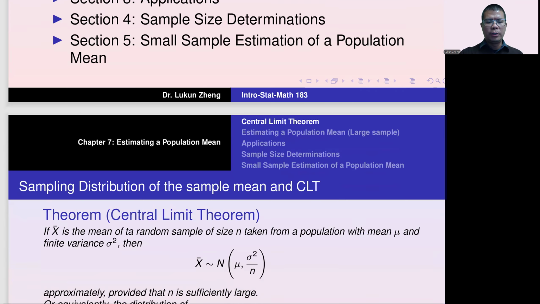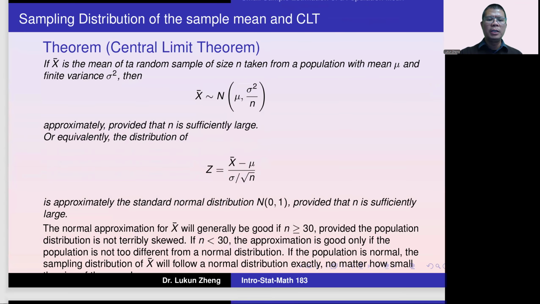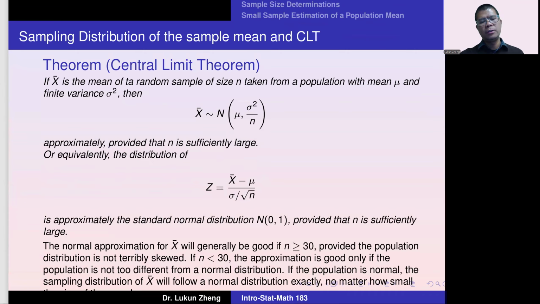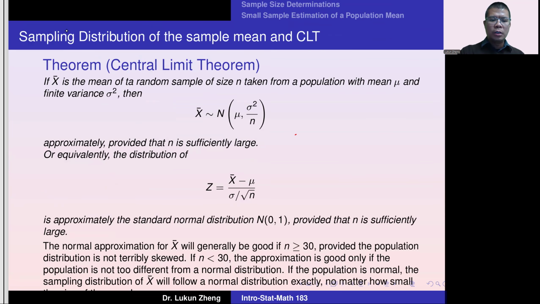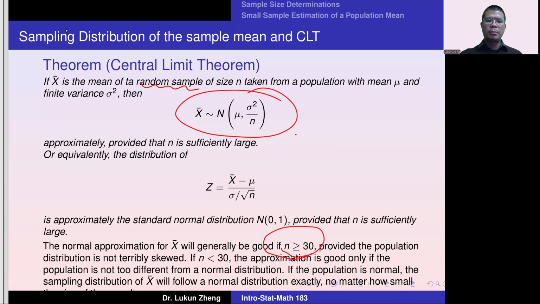For this one, you have the central limit theorem. X bar is approximately normal, but first it must be a random sample, and n should be greater than or equal to 30. Then we have this approximation.